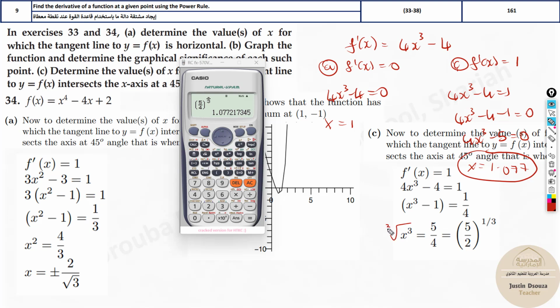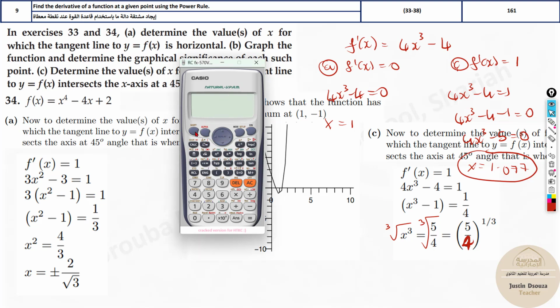Now you take cube root on both the sides. Cube root means power 1/3. Now here, 5 by 4, it should be 5 by 4. That's the mistake here, okay? Now, when it is 5 by 4, what happens? You'll get the correct answer. It was 1.077. So this is the correct answer, okay?